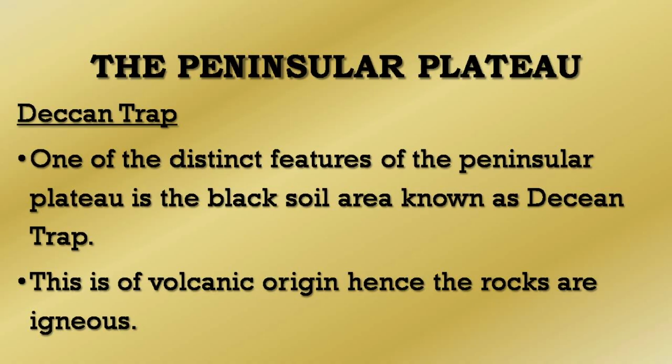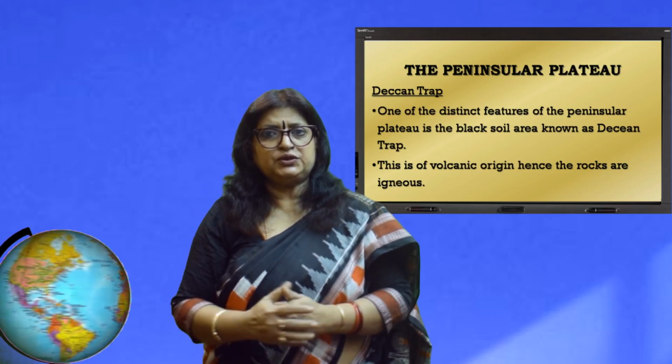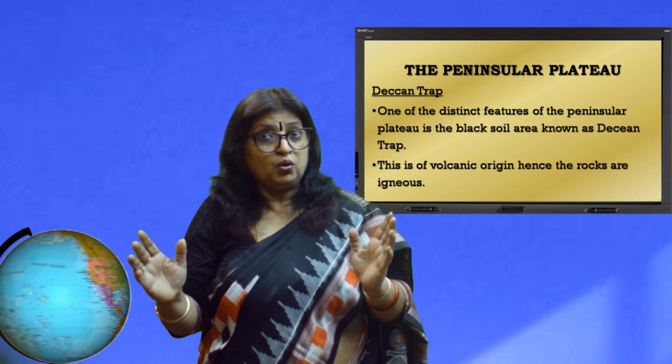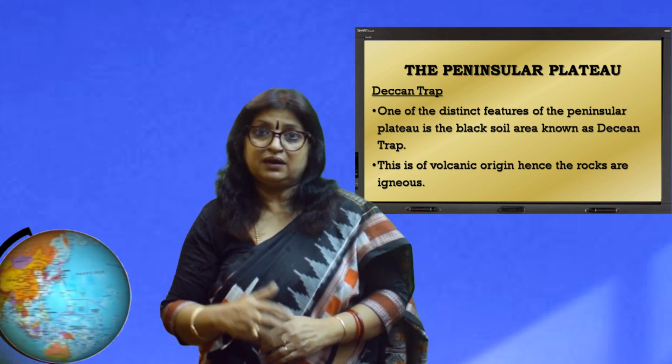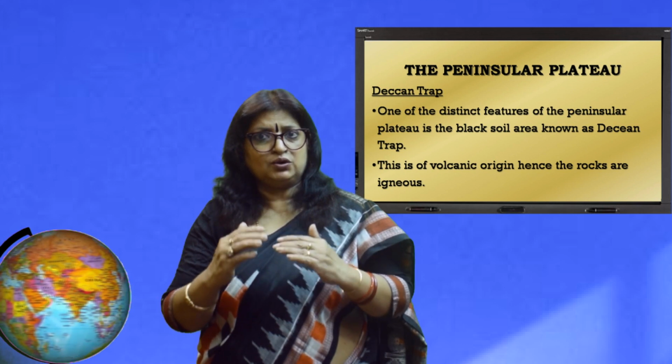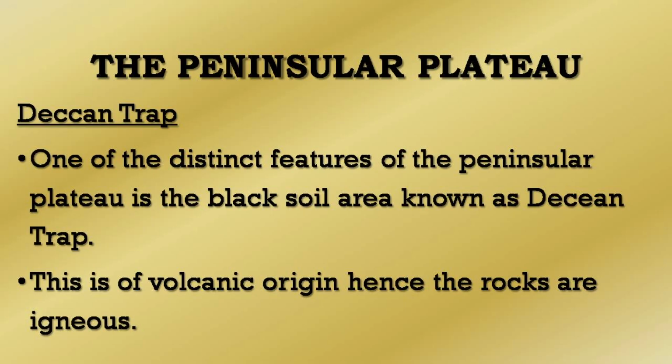One of the distinctive features of this peninsular plateau is that it is made up of black soil. How is this black soil formed in this region? This landmass is a very old landmass made up of igneous rocks and metamorphic rocks. These igneous rocks are deposits from volcanic eruptions long ago in this region. Because of the denudation of this igneous rock, they turn to black soil. The area where the black soil is found is called the Deccan Trap.